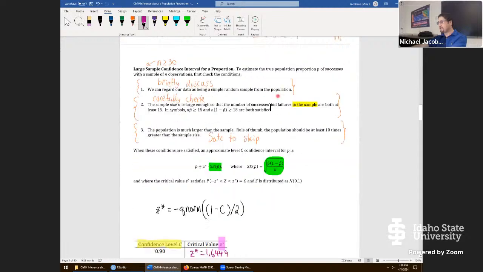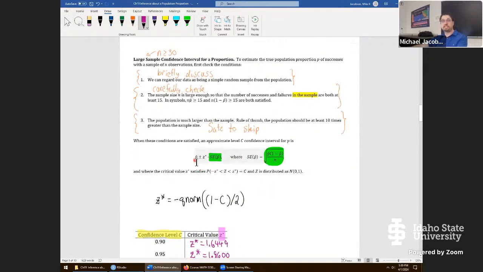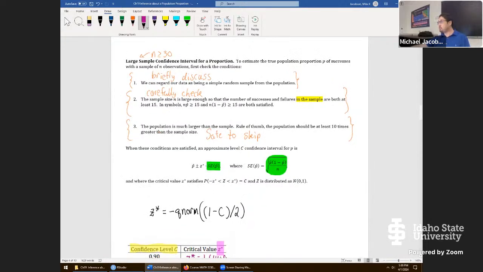It'll go like this. P hat, right here, is the point estimate. We're using the same critical number as before in chapter 14, so way back. Z star is the right distribution here, using the normal distribution rather. And that's the standard error once again. We'll take another look at these conditions once we get to that portion of the problem.